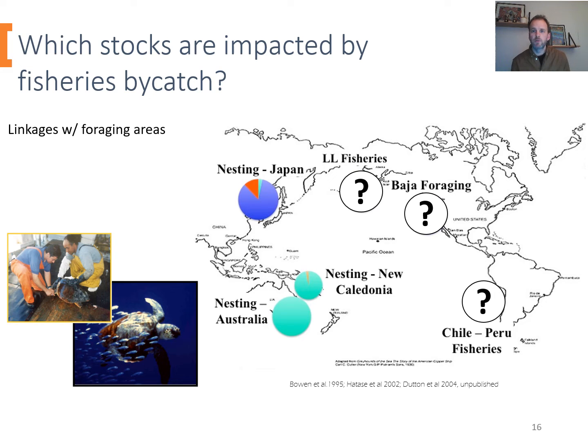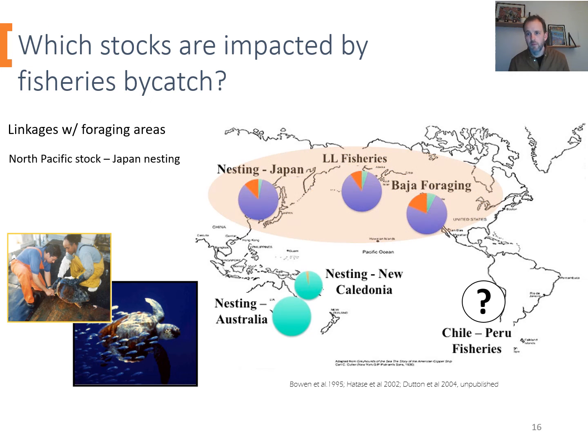So a relatively straightforward example of fisheries bycatch are Pacific loggerheads that Peter showed earlier. Now, as you remember, the only two main nesting regions in the Pacific are found in Japan and the ones in Australia and New Caledonia. But we also know that loggerhead turtles undertake these amazing long-distance migrations across the Pacific to rich foraging areas off the coast of Central and South America, where some of them get caught in coastal and oceanic fisheries.